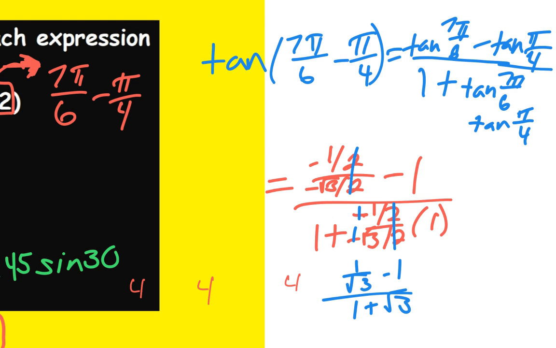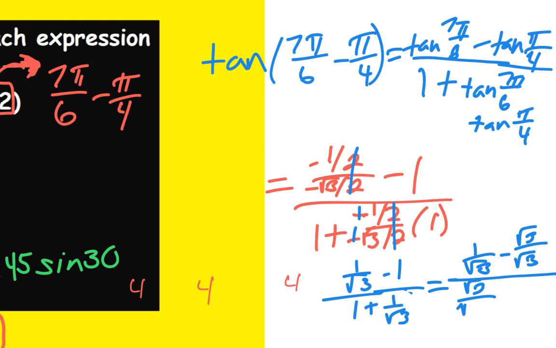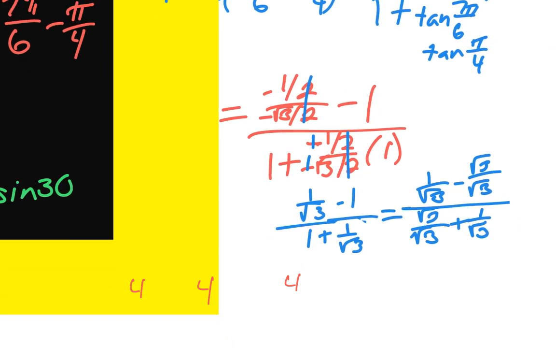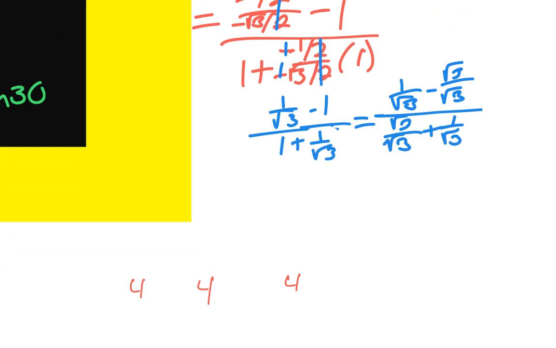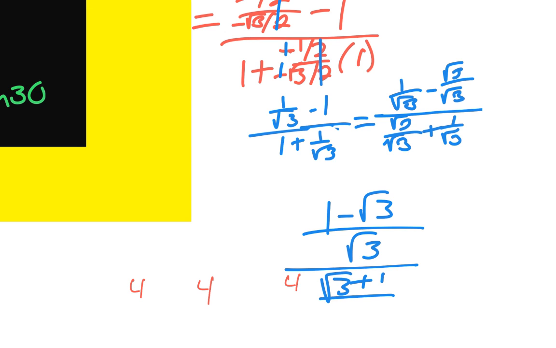Sorry, erase that. Now we need to figure out how to simplify this fraction. So common denominator in the numerator, minus square root of 3 over square root of 3 over, and then square root of 3 over 3 plus 1 over square root of 3. Move this up. Almost done here. 1 minus the square root of 3 over the square root of 3, and then square root of 3 plus 1 over the square root of 3.